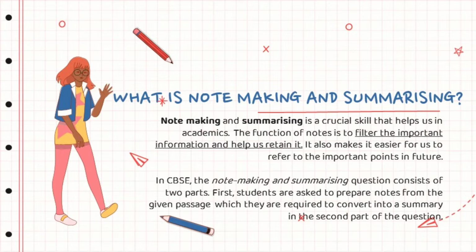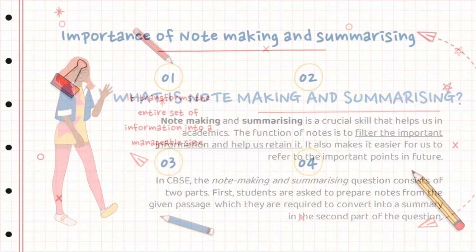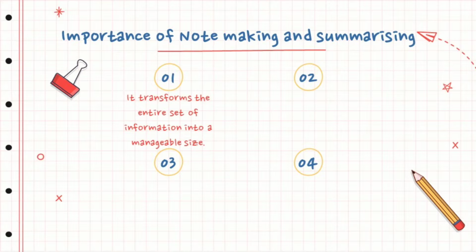In CBSE, the note-making and summarizing question consists of two parts. First, students are asked to prepare notes from the given passage, which they are required to convert into a summary in the second part of the question. The importance of note-making and summarizing.